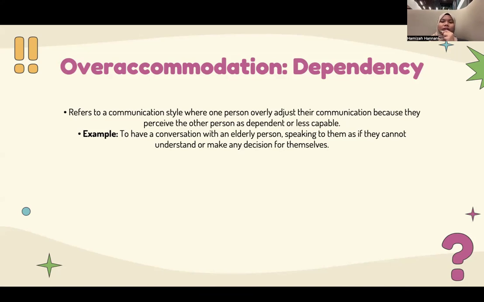The next one is over accommodation dependency, which refers to a communication style where one person overly adjusts their communication because they perceive the other person as dependent or less capable. As an example, to have a conversation with an elderly person, you can speak with them, but you cannot think that they don't understand or that they cannot make any decisions for themselves. You cannot think that they depend on you, something like that.